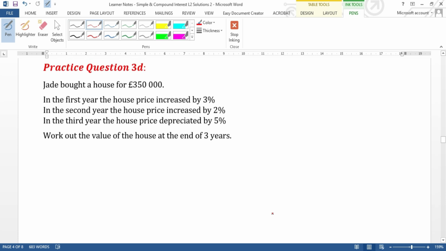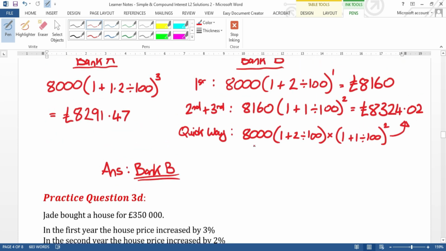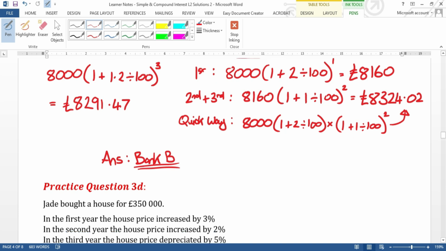Practice question 3D. Jade bought a house for £350,000. In the first year, the house price increased by 3%. Second year, the house price increased by 2%. And the third year, the house price depreciated by 5%. Work out the value of the house at the end of 3 years. So in fact, I'm going to do this the really quick way. Very similar to how I did the quick way here, where I just kept doing the brackets side by side.